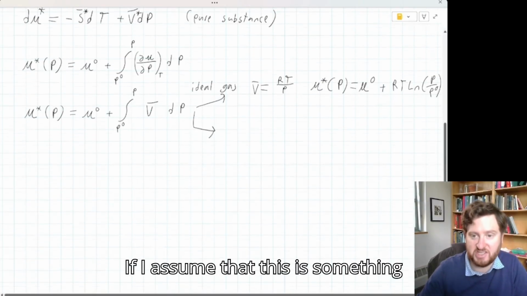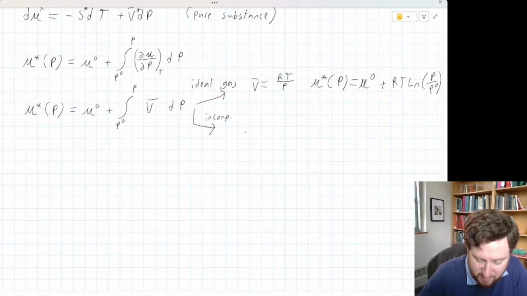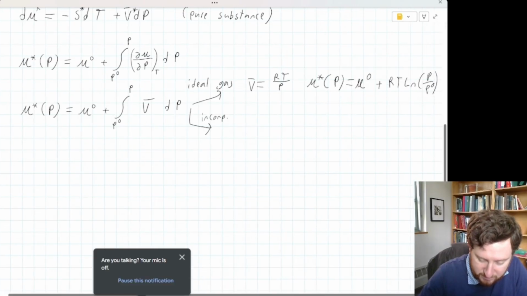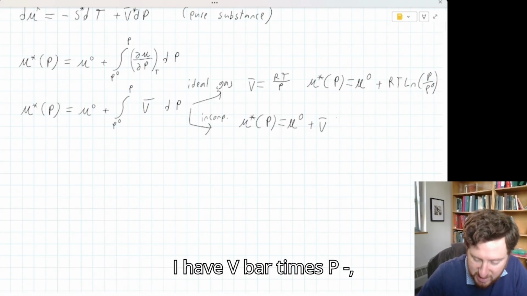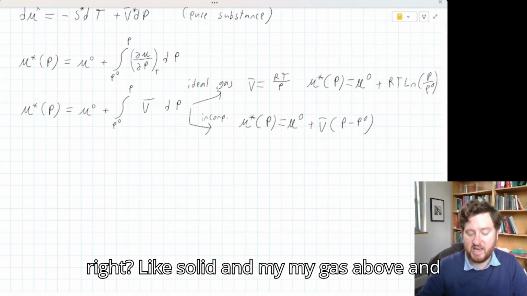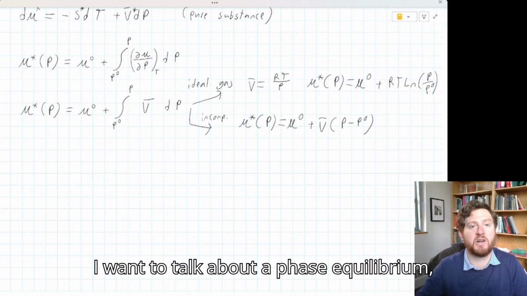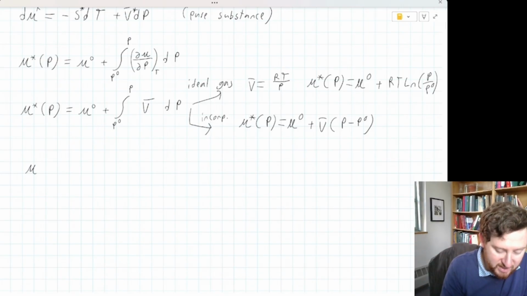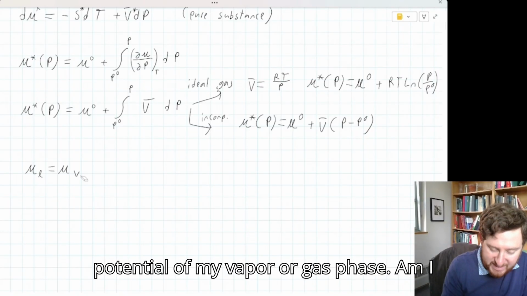If I assume that this is something incompressible, then I get something similar, where now I have V bar times P minus P naught. So far, so good. My solid and my gas above and my liquid below. Now, if I want to talk about a phase equilibrium, I know that the chemical potential of my liquid phase will equal the chemical potential of my vapor or gas phase.